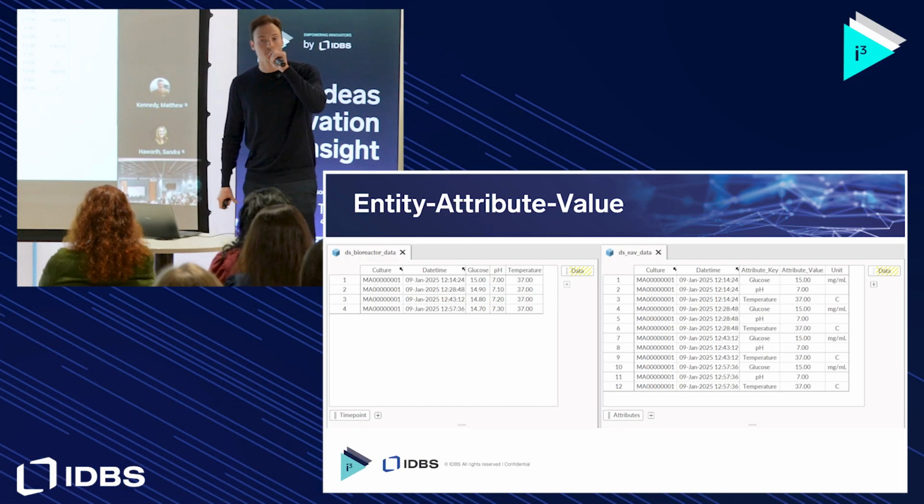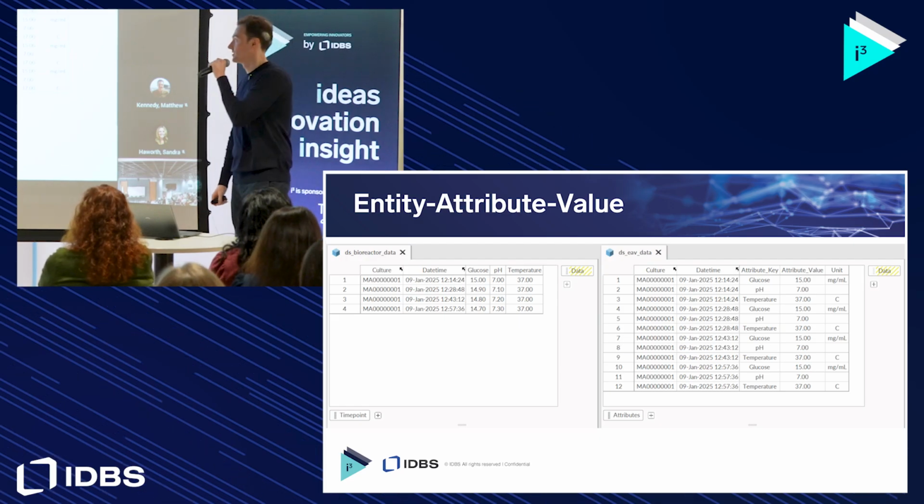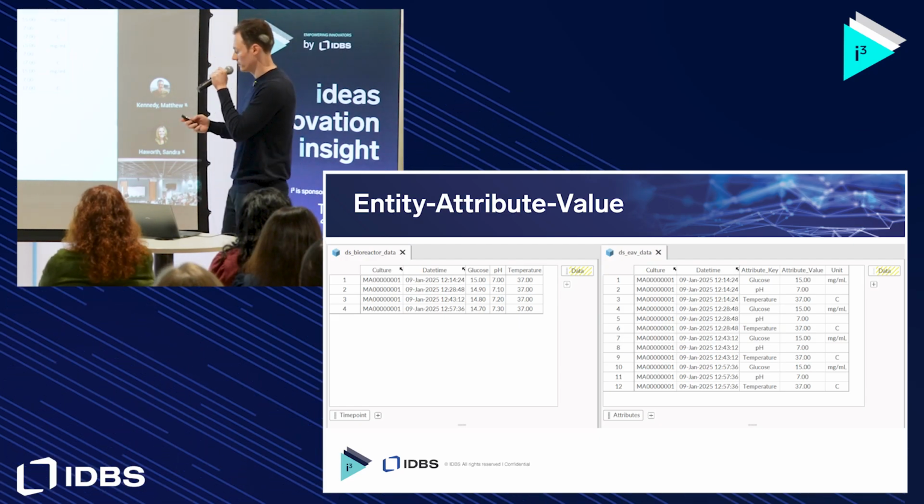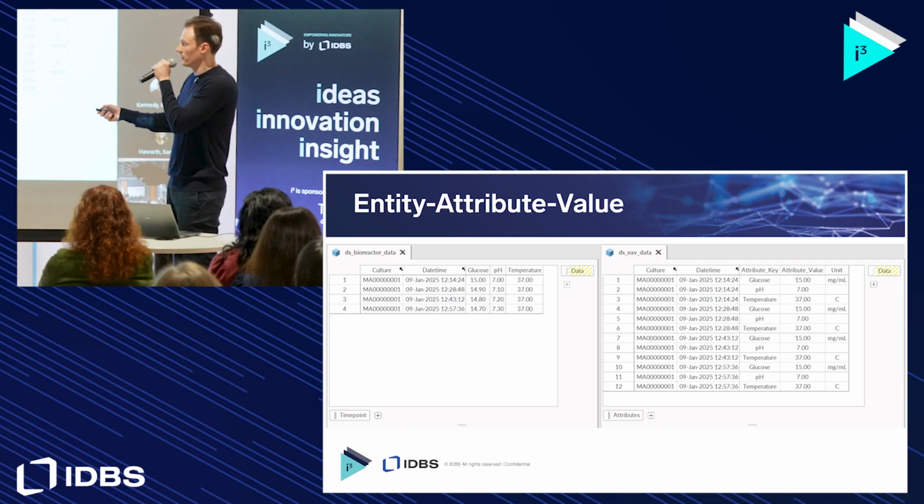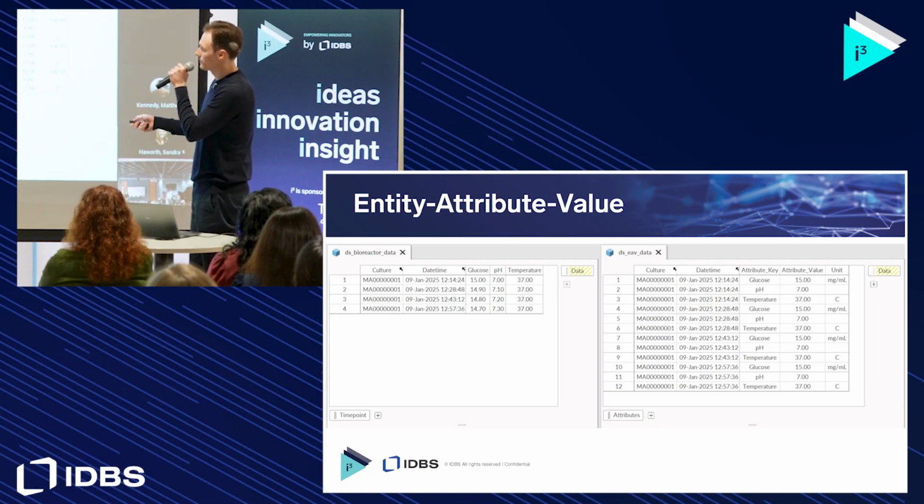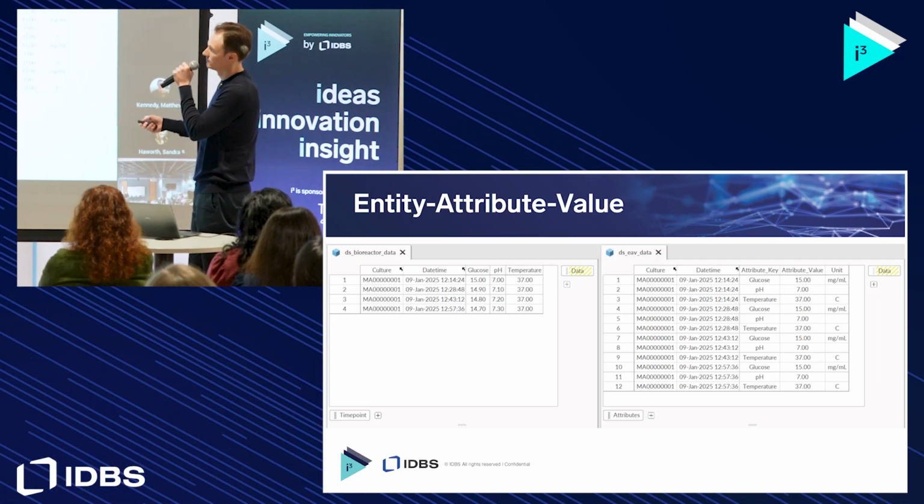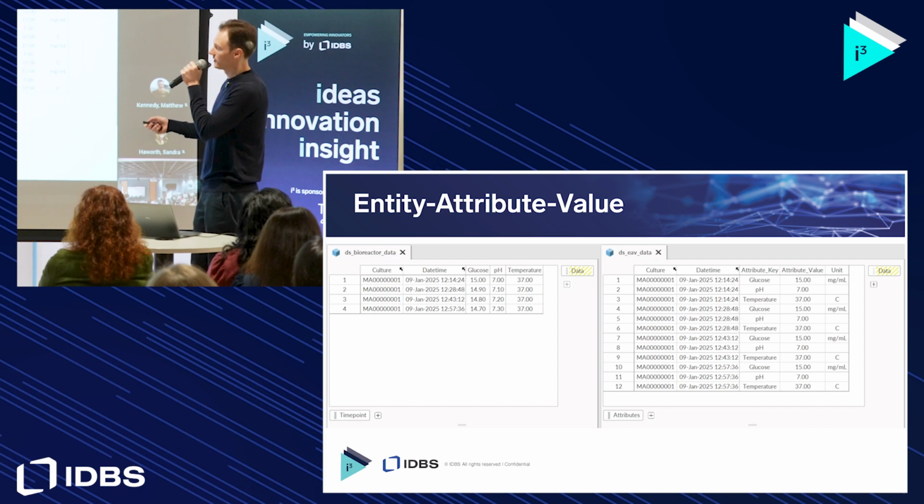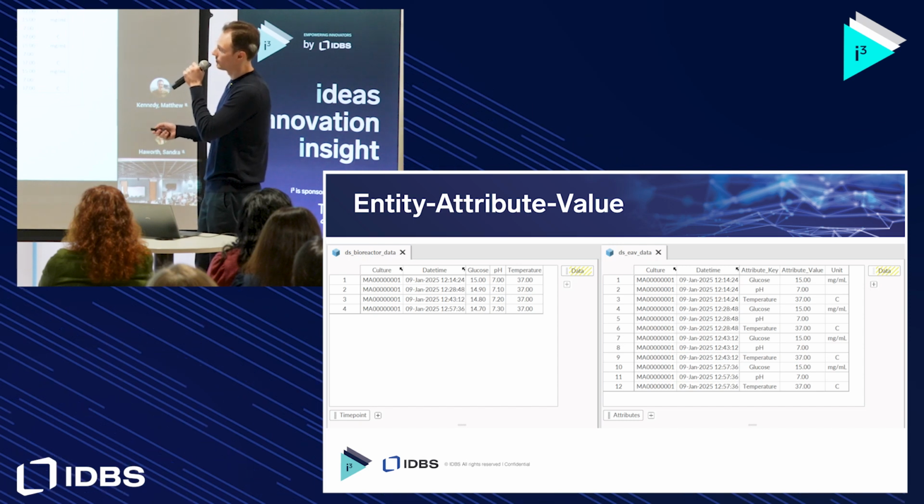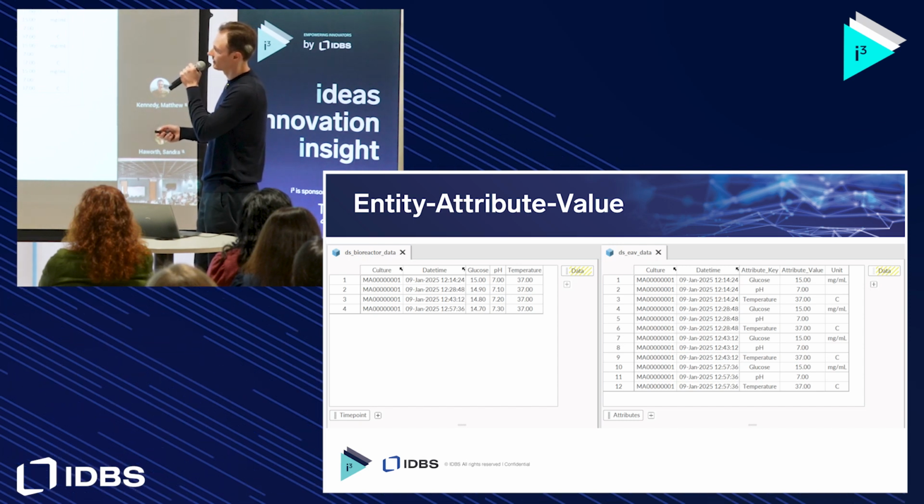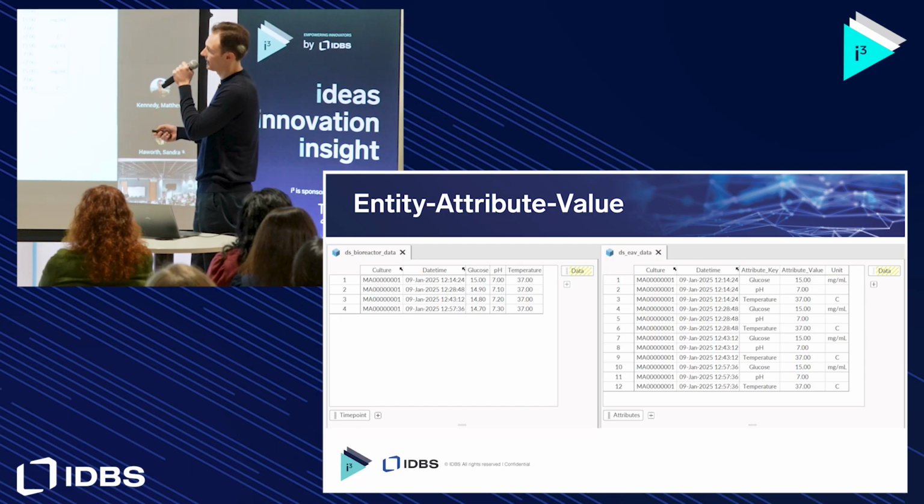Switching gears again, we're talking about entity attribute value. So the traditional way of doing data models in a spreadsheet, the way that we would typically do it with the results database, is that we would have a column per property that we're trying to capture, for example. And then each row on that table represents an entity. So in this case, the entity is the combination of the culture and the date time.